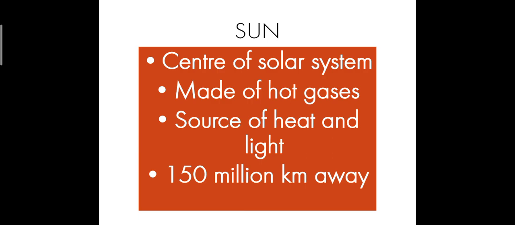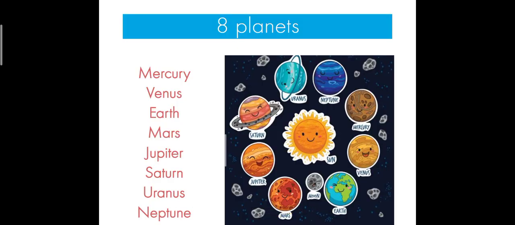It is a source of heat and light. We get light from sunshine, right? And sun is nearly 150 million kilometers away from us. So you can think, if sun is 150 million kilometers away, the other stars which look too small, how far they will be. Just think about it.